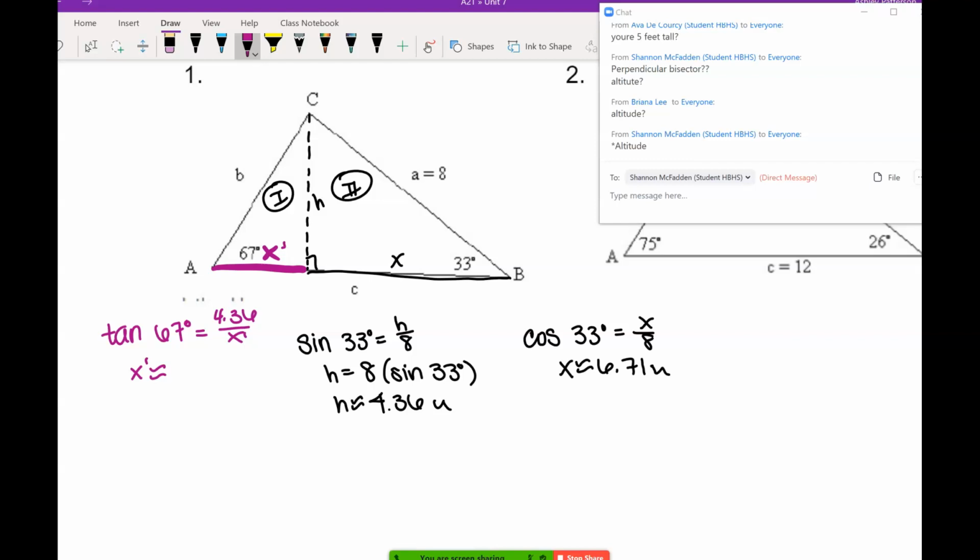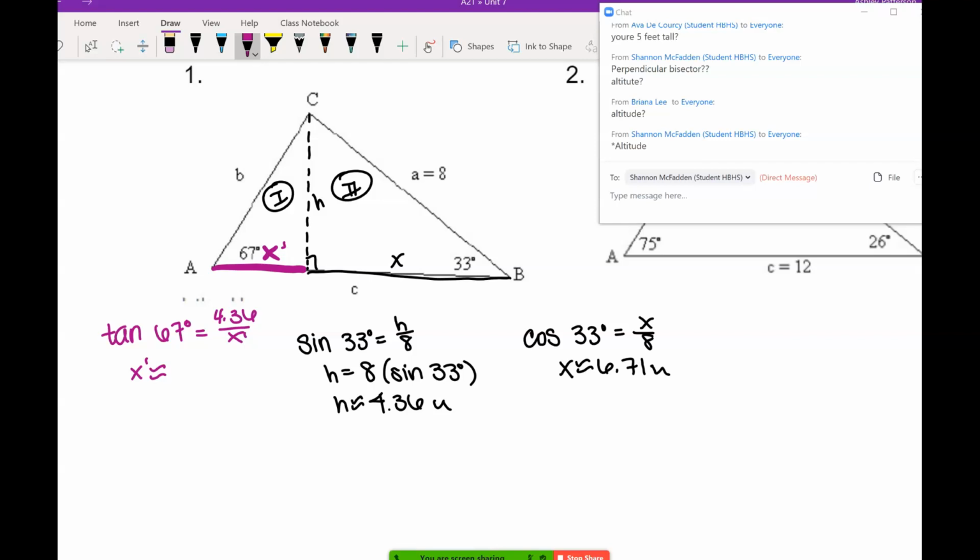Okay, sorry. X is what? 0.54. For this distance? For the second triangle or for the first triangle? Yeah. 0.54? Braden, is that what you got? Yeah, tangent 67 divided by 4.36.